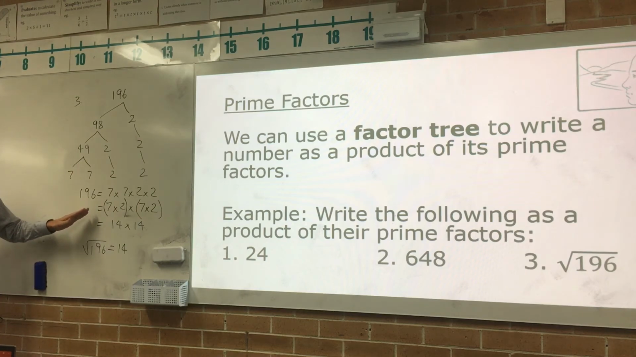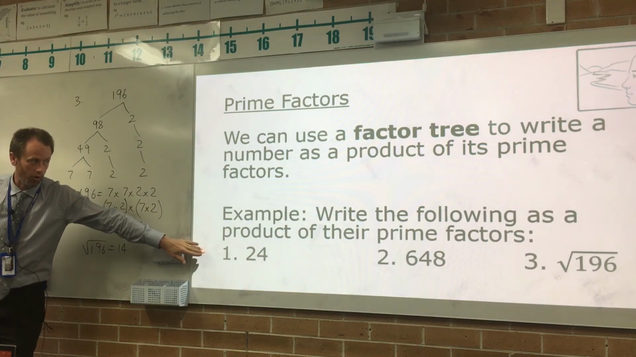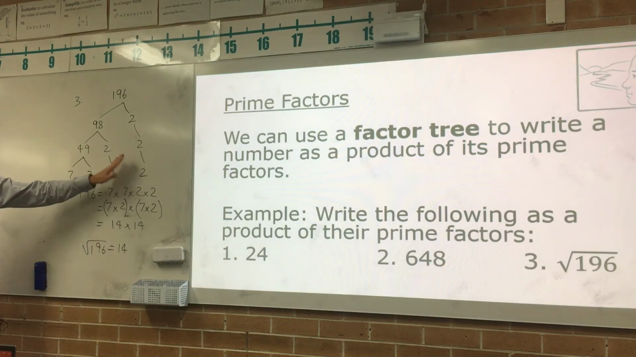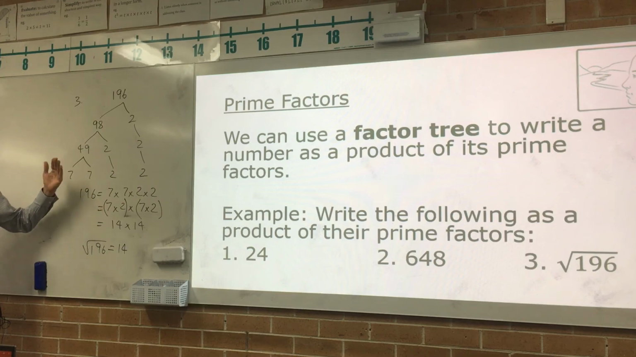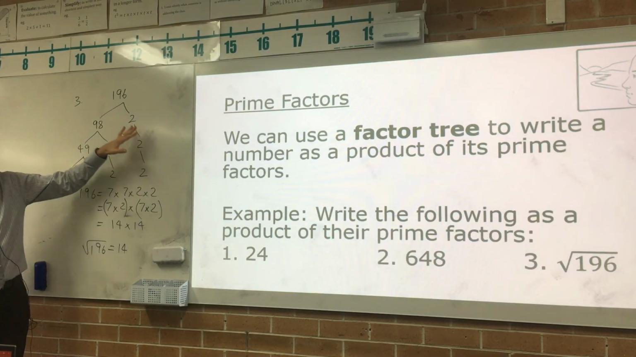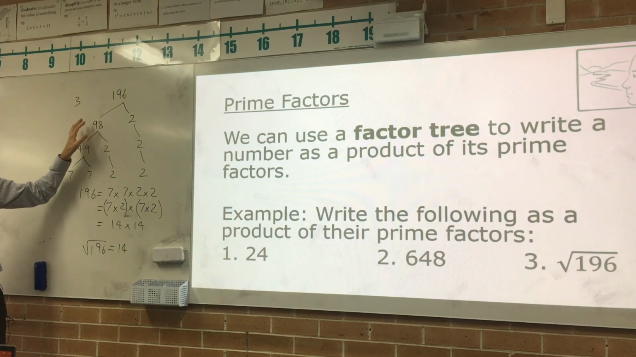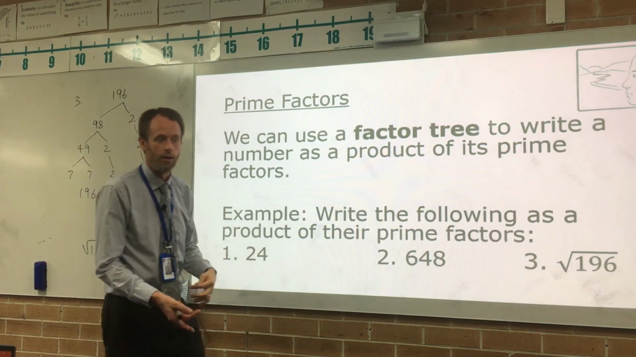So hopefully you can see how I can use my factor tree, not just to write it as a product of prime factors, but also to find the square root of a number. You could do the same with the cube root, whatever it is. Prime factor trees, it looks straightforward, work carefully, and you should be able to get there. Why don't we get on and do some work?